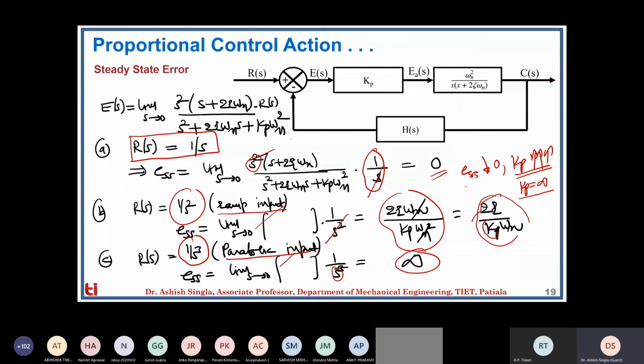Which means that if we are using a parabolic input and we are expecting a proportional controller action to do the job, we are making a blunder. It's going to give you infinite steady state error. So this is the crux of steady state error from the point of view of the proportional control action.